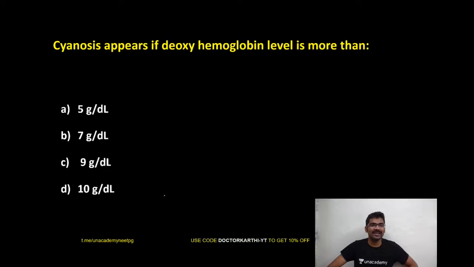Okay, another easy question. Cyanosis appears if deoxyhemoglobin level is more than. Okay, Tipan, now you know this. So good.